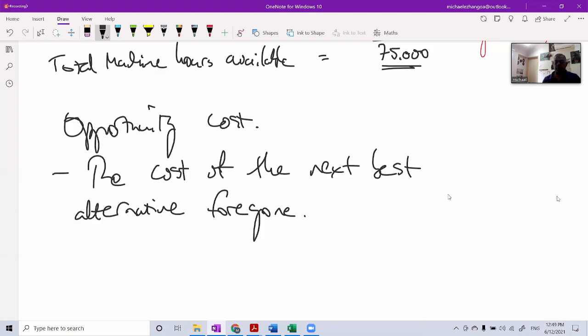All right, cost of the next best alternative foregone. Yeah, that's opportunity cost.